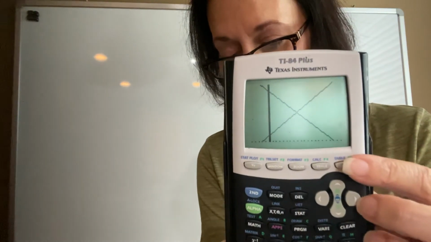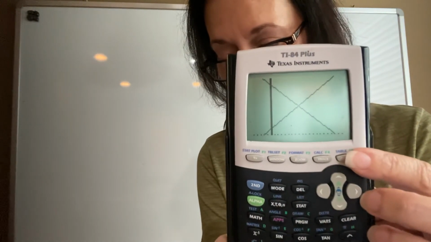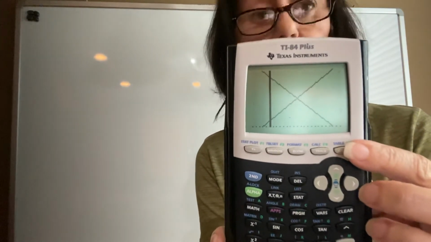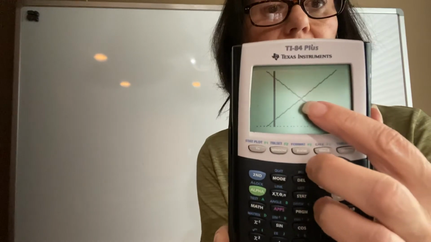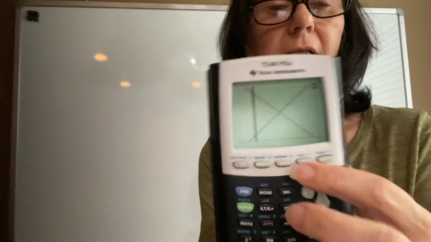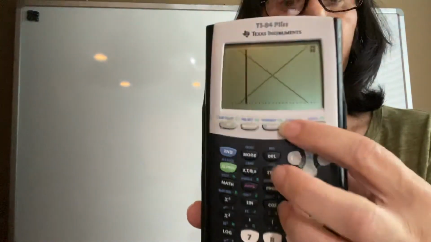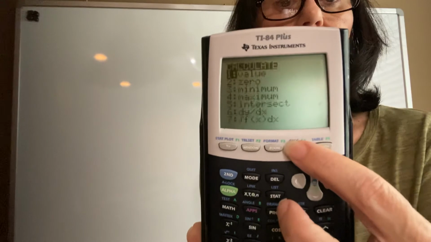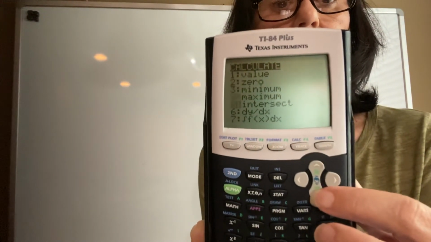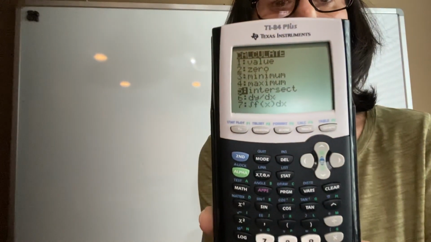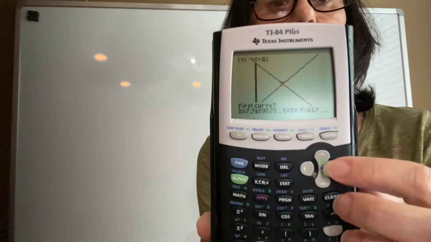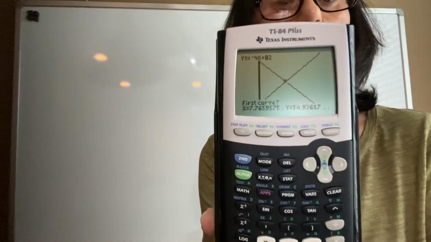It says, in what year is the federal aid the same for grants and work study? It's saying, where are they intersecting? So this is what I'm going to do. Second, trace. I got to find that. Second, trace. I want to see where they intersect. Okay, I'm going to hit enter because that's what I want, intersect. All right, I want to get close to where they intersect. That's pretty close.